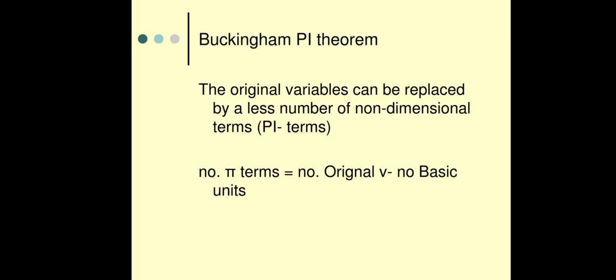The Buckingham Pi theorem is one of the important theorems for dimensional analysis, for reducing the variables. The original variables can be replaced by a smaller number of non-dimensional terms, like pi terms. In this theorem, the number of pi terms is first found from the number of original variables and the number of basic units. We have to know which are the basic units and which are the original variables from the given experiment, and then solve the problem.